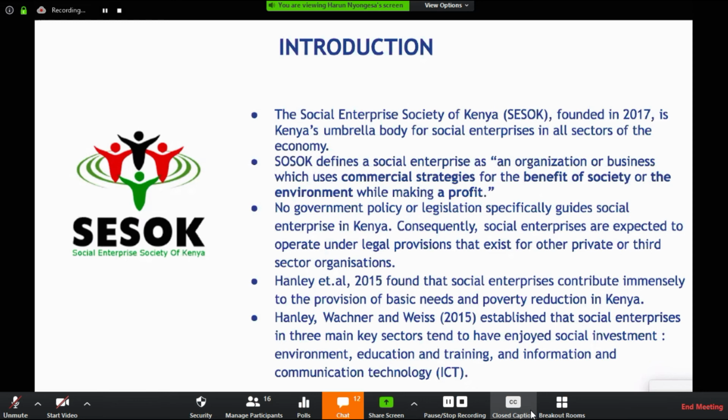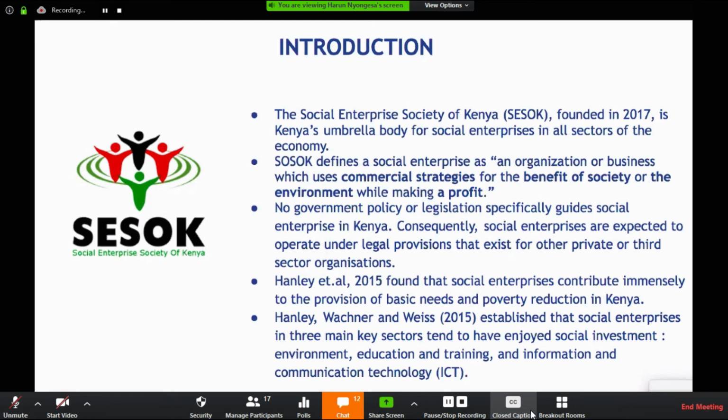organizations. So no government policy or legislation exists in Kenya to guide social enterprises, which means they are guided by the laws that operate for other businesses, private or NGOs. But it's not just about legal provisions for social enterprises in Kenya. Henley et al. in 2015 found that social enterprises contribute in a very great way to the provision of basic needs and the eradication of poverty in Kenya.